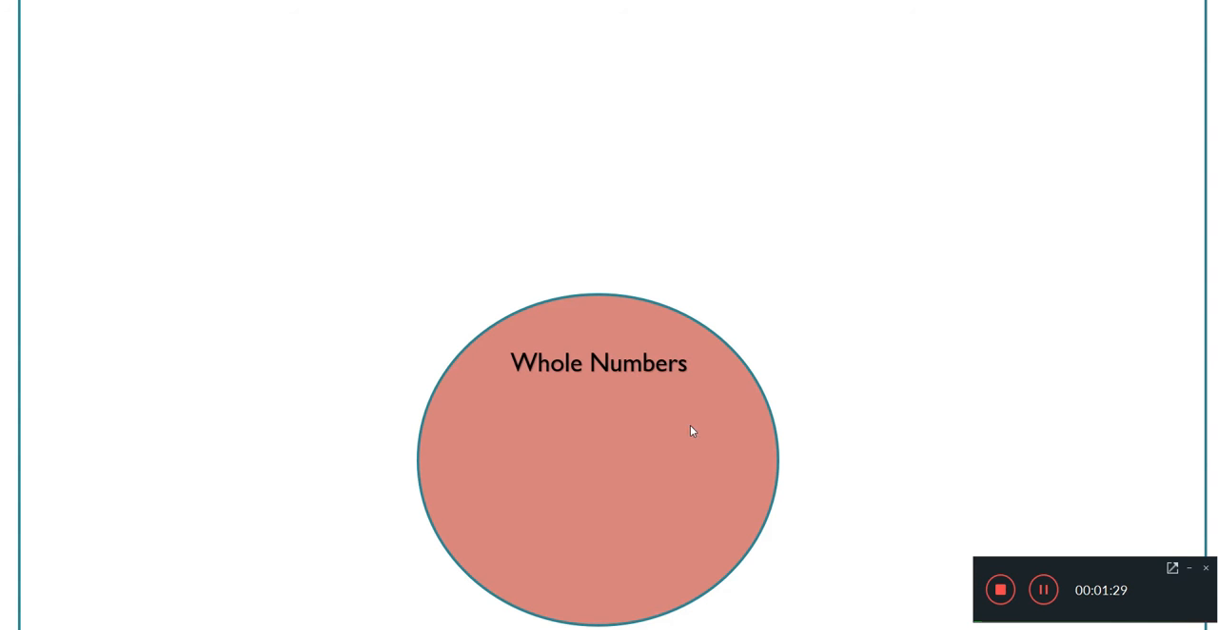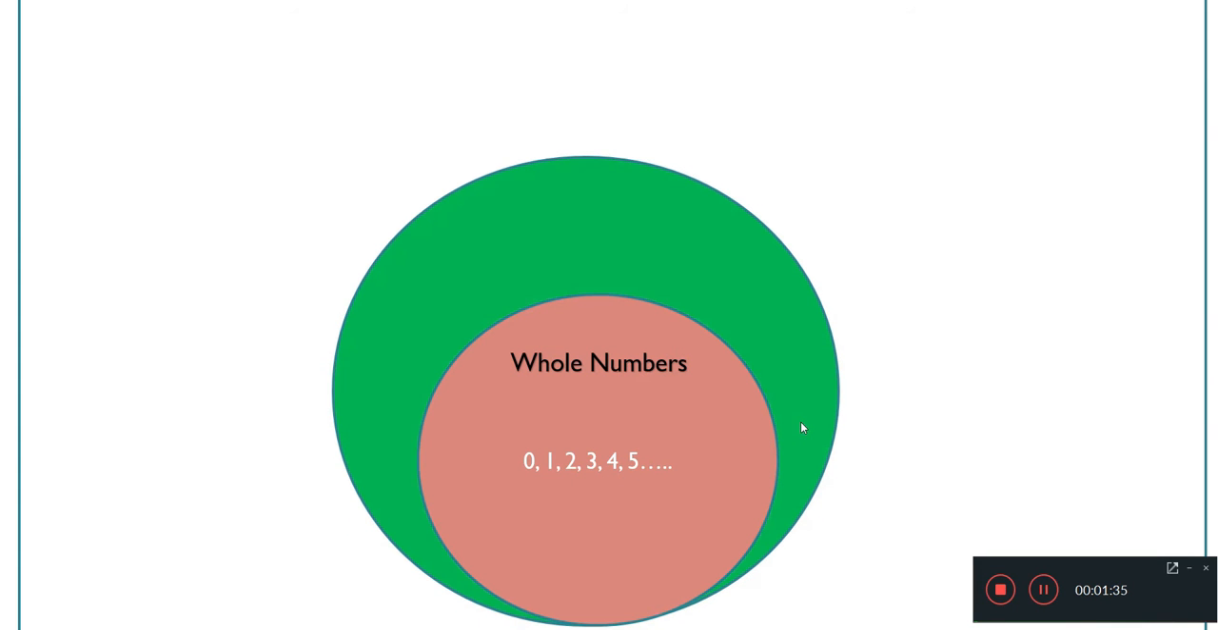The first one is the whole numbers: 0, 1, 2, 3, 4, 5. Then you have the integers: -5, -4, -3, -2, -1. All the whole numbers are inside the green circle. Whatever is inside the circle are integers. Therefore, a whole number is an integer.